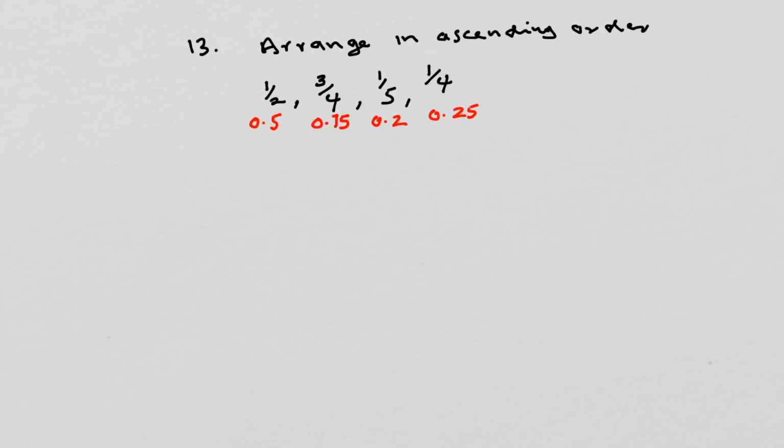With these, we can arrange them. 0.2, which is 1 over 5, is smallest. Then 0.25, which is 1 over 4. Then 0.5, which is 1 over 2. Then finally, 0.75, which is 3 over 4.